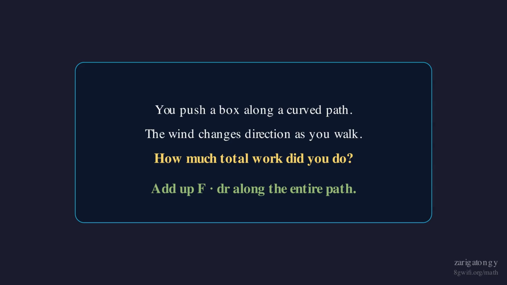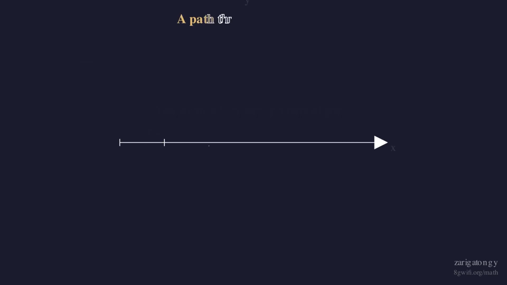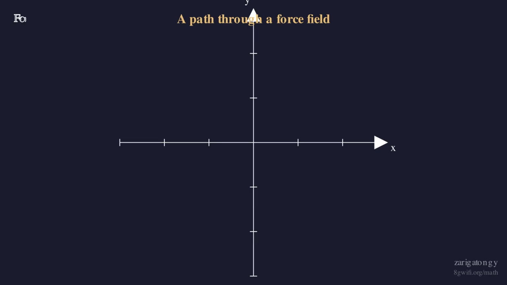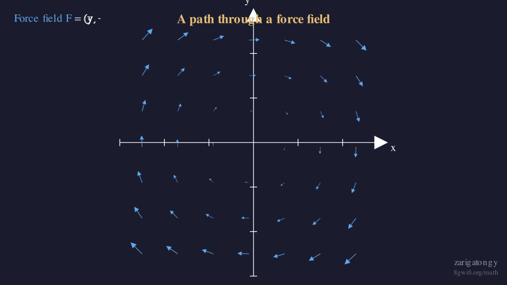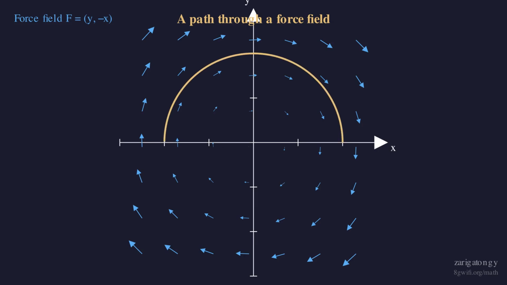That's a line integral. Here's a force field F equals y, negative x. It rotates clockwise. Our path is a semicircle from the right, up through the top, and down to the left. How much work does the field do along this path?